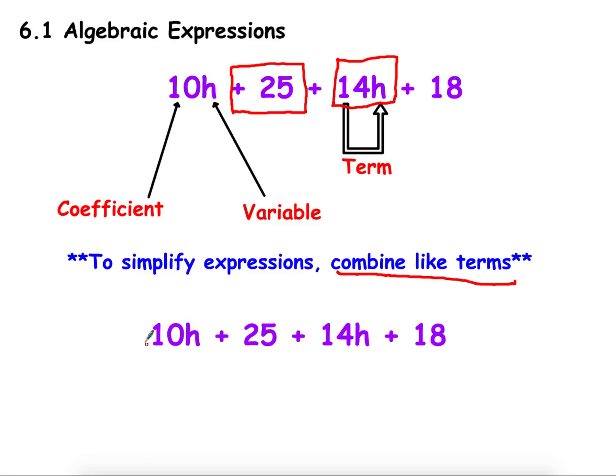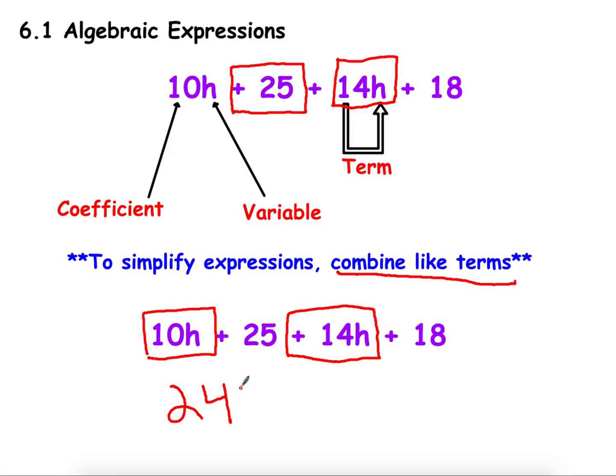So for example, I have 10h here. I'm going to put that in a box. I'm going to look to see if I have any other terms that have an h in there. And we have this positive 14h. Notice how I included the sign with it, because the sign always goes with the value that follows it. So I have this 10h, I have this 14h. I can combine those. If I have positive 10 and positive 14, that gives me a positive 24. And you just include the variable with it. So that's 24h, and that's it. If I have 10 h's here and 14 h's here, that means I have 24 h's in total.